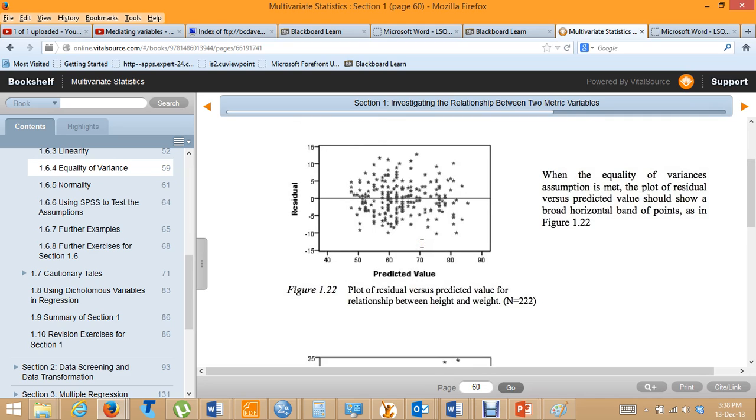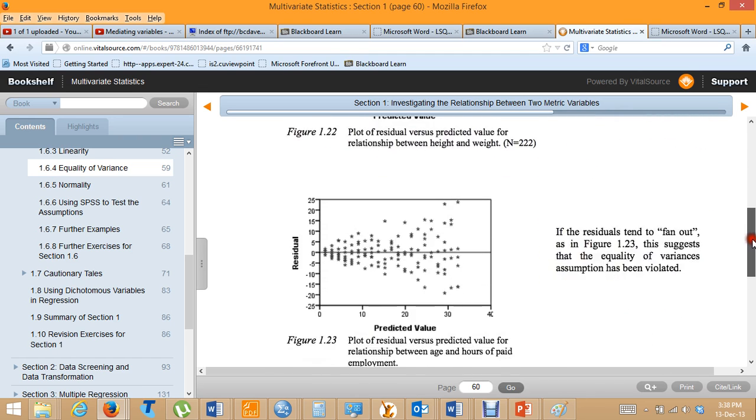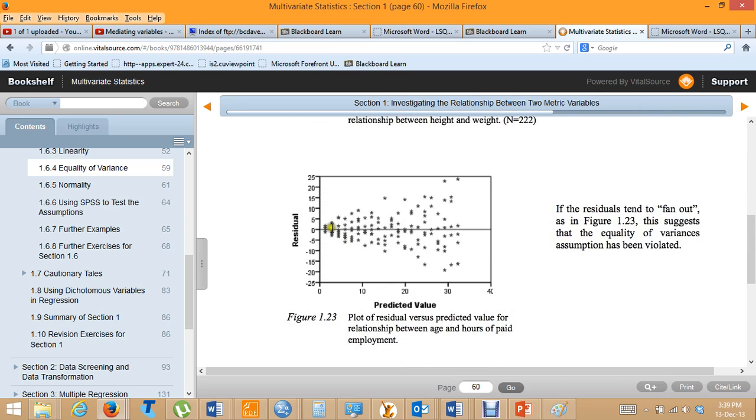I think it's exactly the same graph as what I was showing you before, but you can see here that the spread of the residuals for each value of the predicted is pretty even. Okay, I mean it's not perfect, but it's pretty good. So that suggests that there is equality of variances, whereas here you can see it fans out.